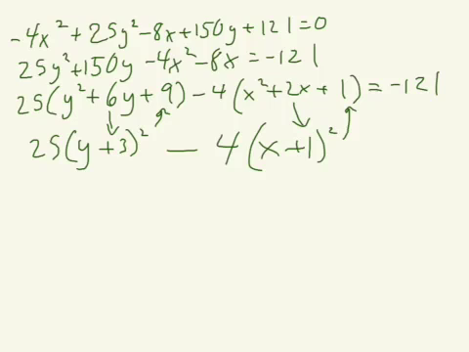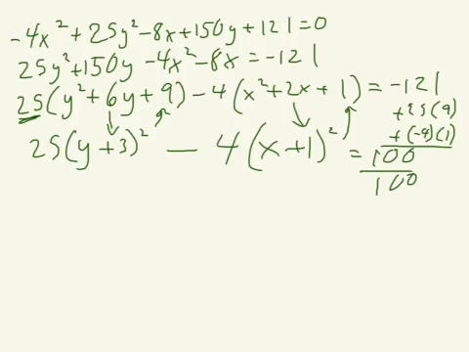So did I add 9 to the left side? No, I really added 25 times 9. If you distribute the 25 back through, it would be 25y squared plus 150y plus 225, which is 25 times 9. So we have to consider that. Similarly, I added not 1 to the left side, but 1 times negative 4. So I better add that to the other side as well. So let's see, 9 times 25 is 225, minus 121 is 104, minus 4, a very nice 100.